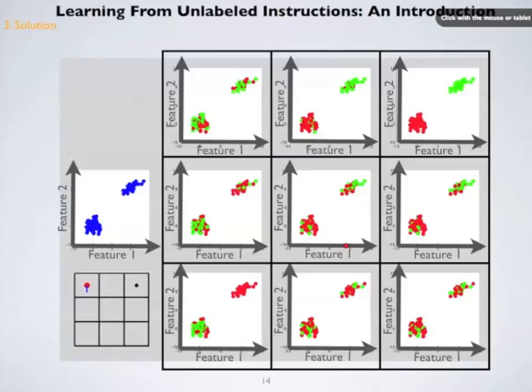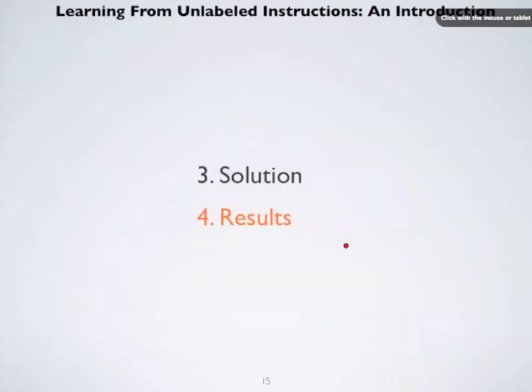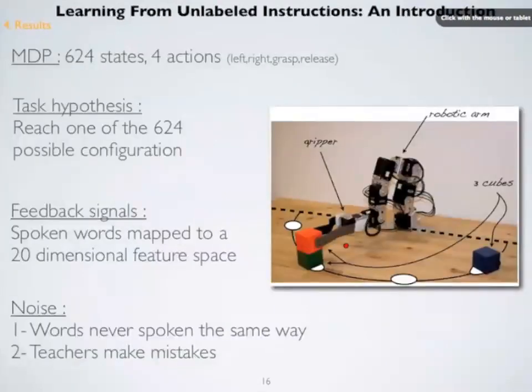So this example is a toy problem, and we tried our algorithm in more complex scenarios. In the first scenario, we consider a simple pick-and-place task, where a 6 degrees of freedom robot equipped with a gripper can manipulate 3 cubes, which can stay at 4 different positions and create a tower of at most 2 cubes. To represent the problem, we used a Markov decision process. The one we use has 624 states, which will be our set of hypotheses, meaning that the teacher wants the robot to reach one of the 624 possible combinations.